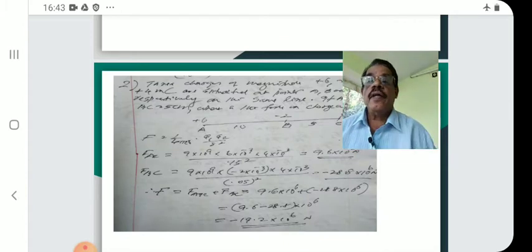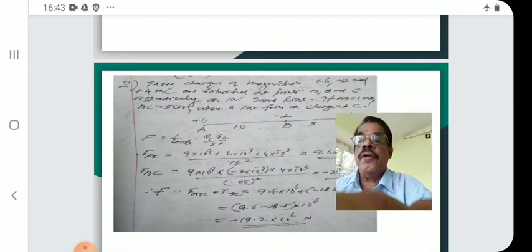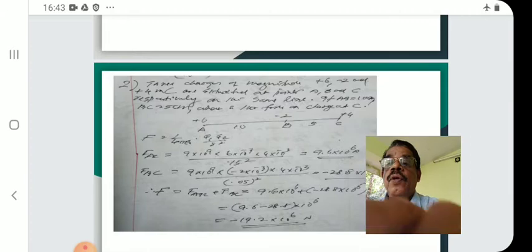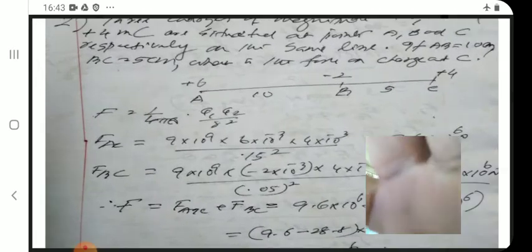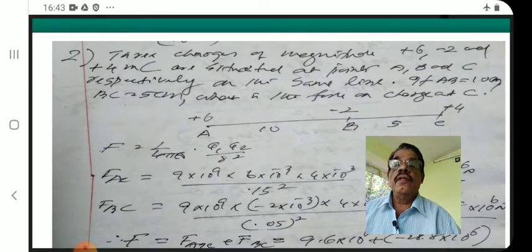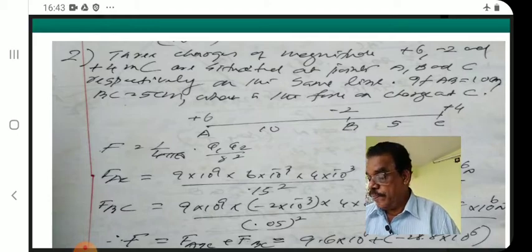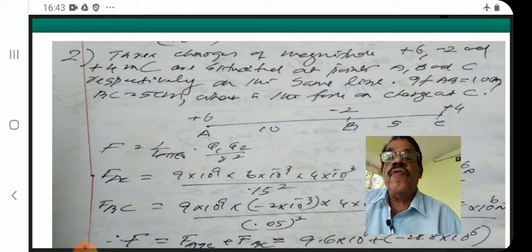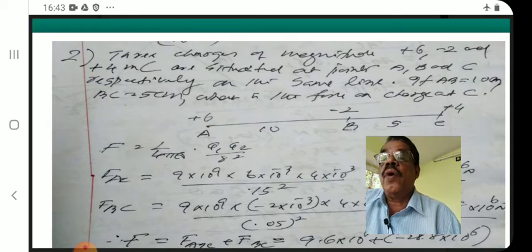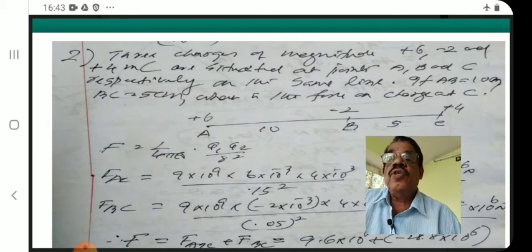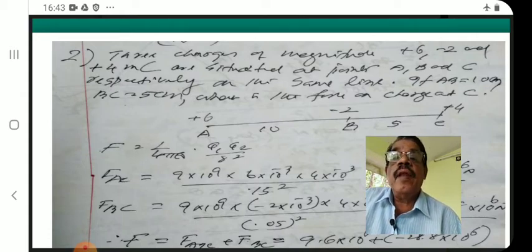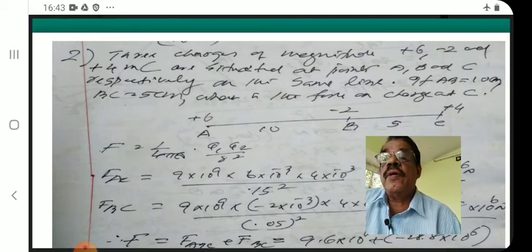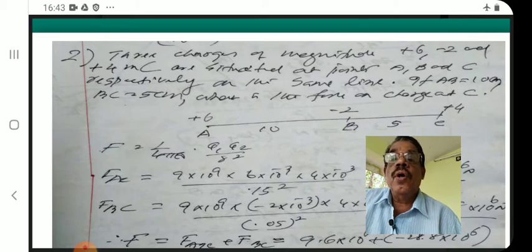Now we write a problem based on Coulomb's law. I shall read the problem. 3 charges of magnitude plus 6, minus 2 and plus 4 millicoulomb are situated at points A, B and C respectively on the same line. If AB is equal to 10 centimeter, BC is equal to 5 centimeter, what is the force on charge at C?